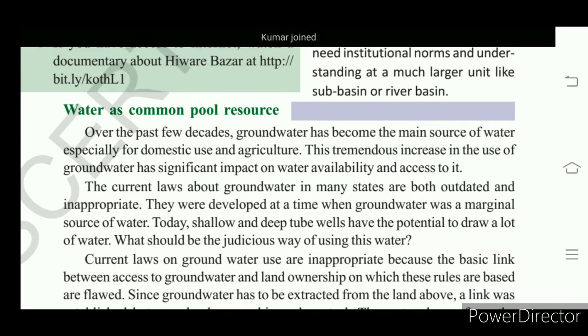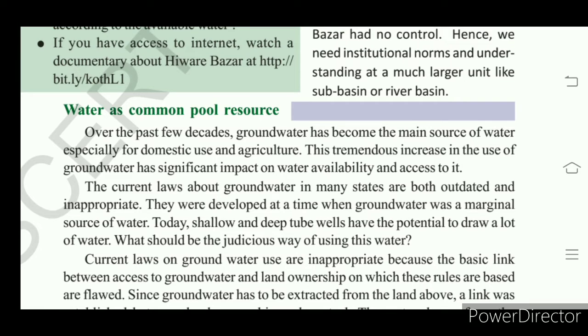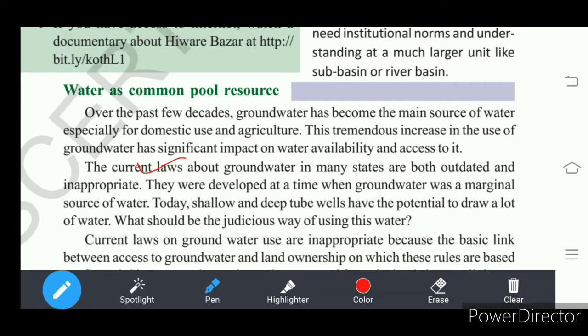will be decided depending on the groundwater. So from the last few decades, everybody, for every purpose, depended on groundwater for water use, and certain laws were made on groundwater when groundwater usage was very low. Many years ago, when people were not depending on groundwater, at that time certain laws were made on groundwater, and those laws made in those days are today outdated. What is that? Outdated and inappropriate, which are not correct. Inappropriate means it is not correct.